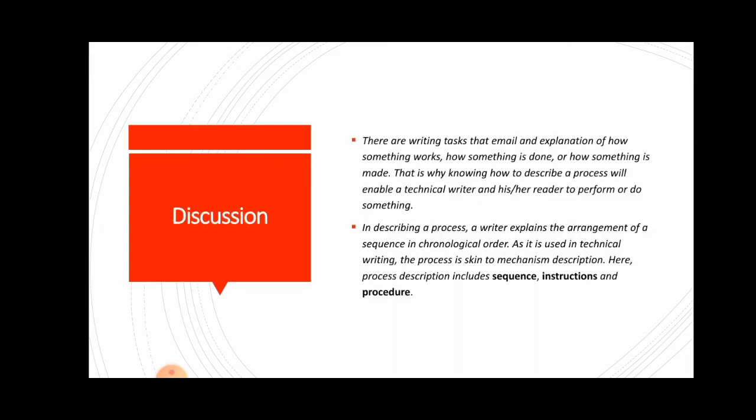There are writing tasks that require an explanation of how something works, how something's done, or how something's made. That is why knowing how to describe a process will enable a technical writer, or his or her reader, to perform or do something. In describing a process, a writer explains the arrangement of a sequence in chronological order as it is used in technical writing. The process is akin to mechanism description. Here, process description includes sequence, instructions, and procedure.